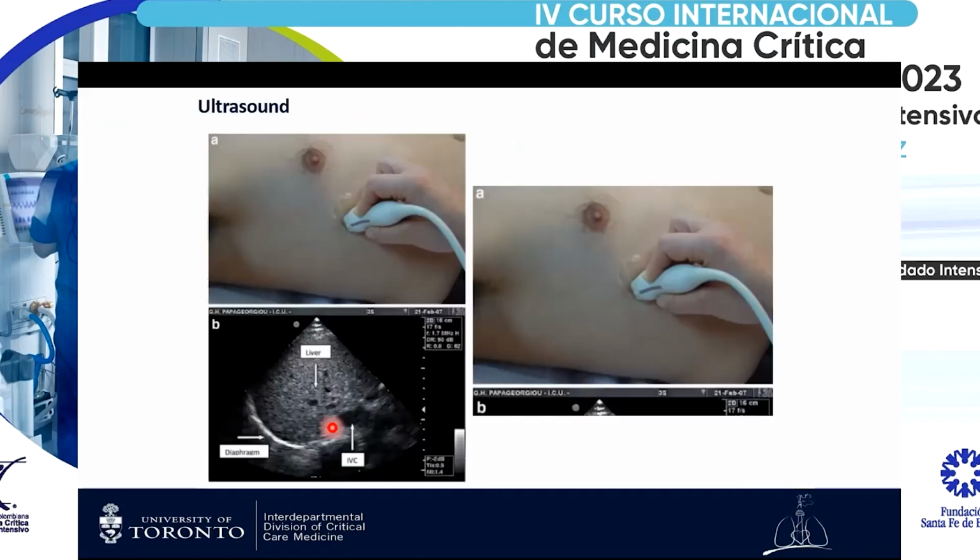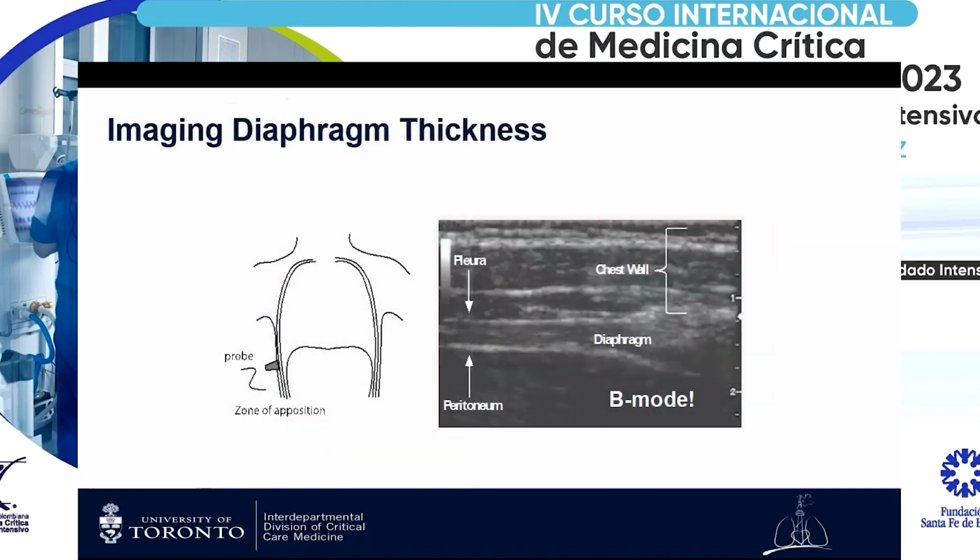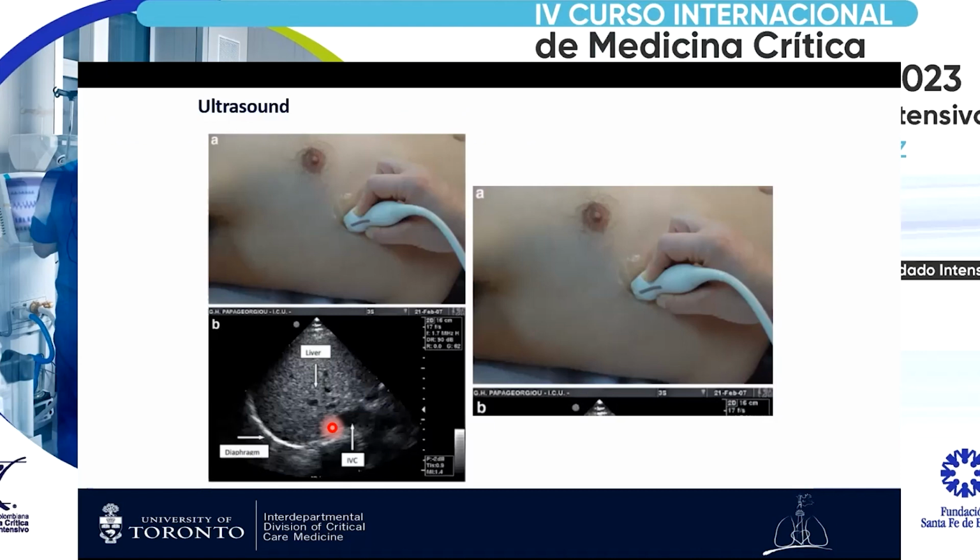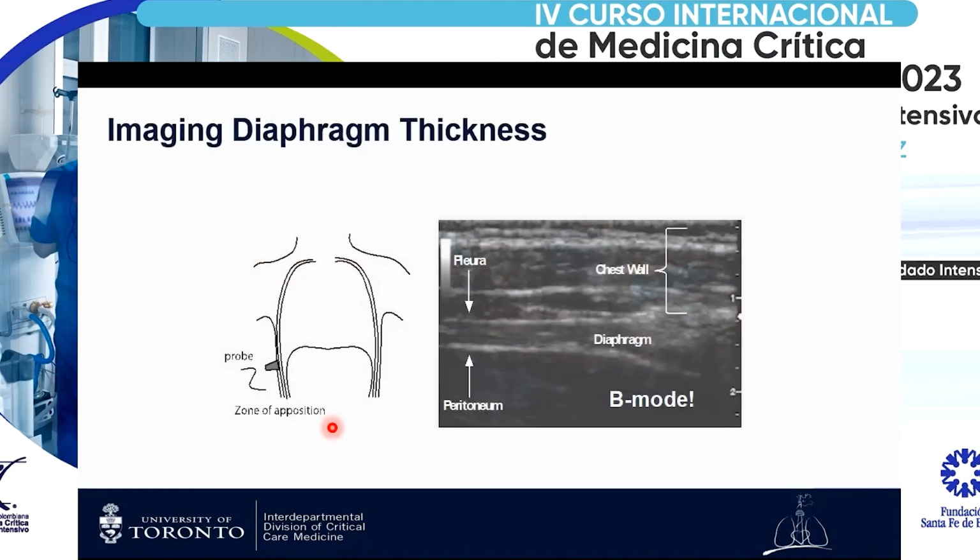And we can look at this on ultrasound. Typically, the classic ultrasound that we would see previously would be to look at the excursion of the diaphragm when the patients are breathing spontaneously. But more and more, we're actually looking at the diaphragm itself in the zone of apposition here. And here you can see the two layers, here's the pleura and the peritoneum, and here's the diaphragm in between with the liver down here.